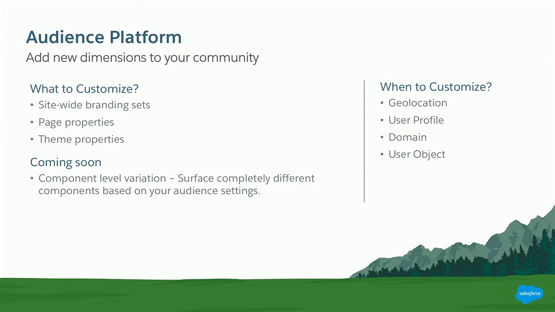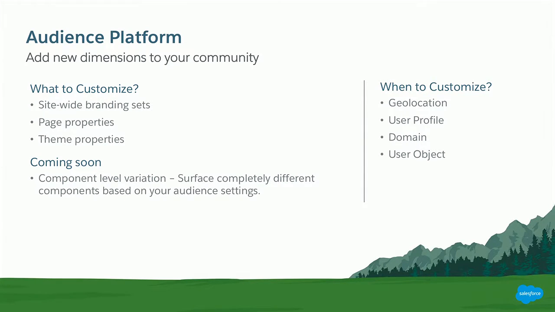What can you customize based off the audience platform? Before we had branding sets, we actually had a single branding for your entire community. Now you can have multiple branding sets for your community and target them based off of the audience that's viewing your site. Page properties, so controlling page access rights, SEO properties, even the page title, these can all change depending on the audience. And theme properties, of course. So having a different theme depending on your audience.